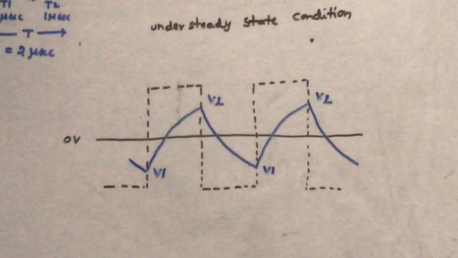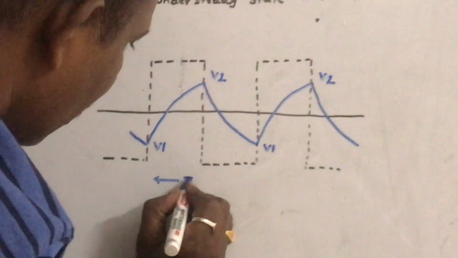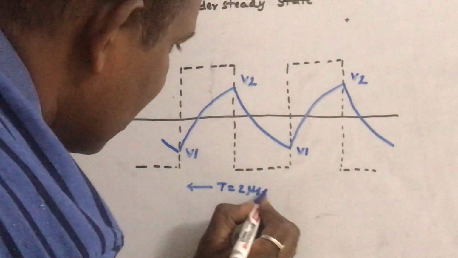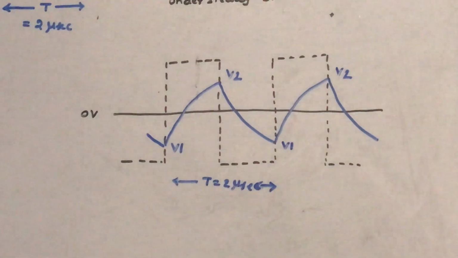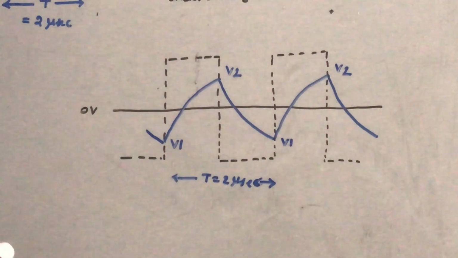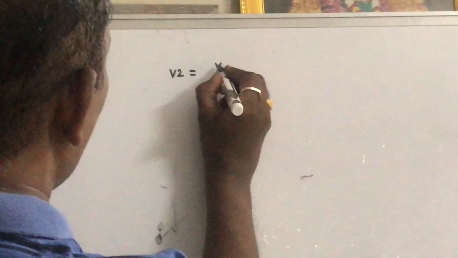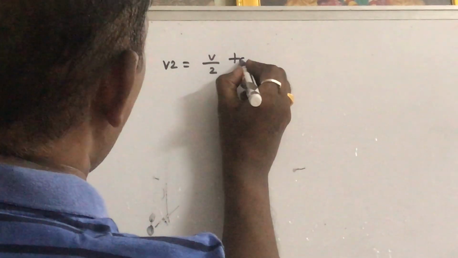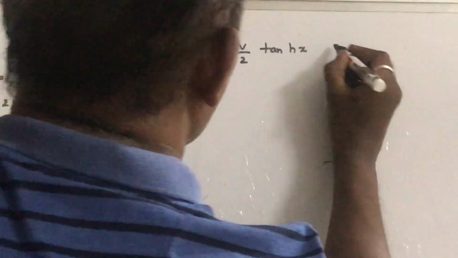So this is what is asked. It is given that the time period of the input waveform is 2 microseconds. Now the problem is based on only one formula. The steady state value of output V2 is equal to V by 2 into tanh of x. So it is based on this formula.